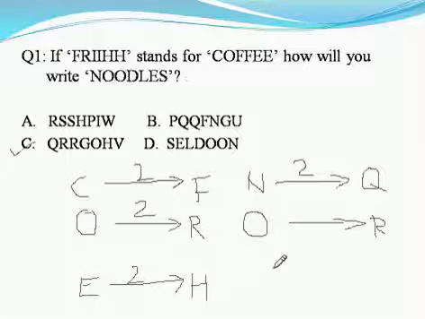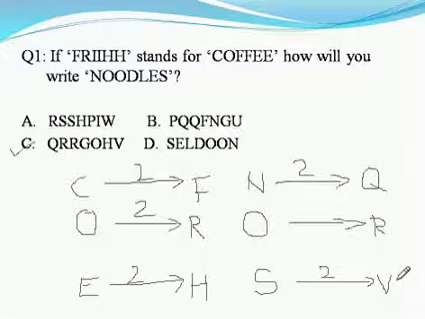Suppose you are not satisfied, we will check with the last one, S. What will we do? We will add 2. S, T and U, S, T, U, V. So we have added 2 to S. T and U we have taken here and V is our answer. Q and R are the first 2 letters and V is the last letter. So we have verified. So C is the correct answer.